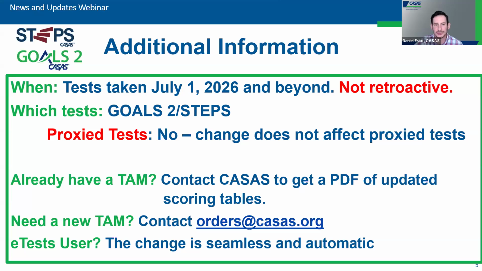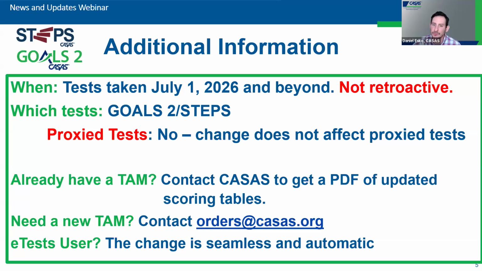We did look at a lot of different scenarios, and it got a little bit complicated, so we think this will be the most straightforward and cleanest. This does apply to, like I said, our GOALS 2 and STEPS tests. In terms of proxied tests, the change will not apply to those. So if the test was taken before July 1st and proxied over, it will not have that change implemented. So just be aware of that.